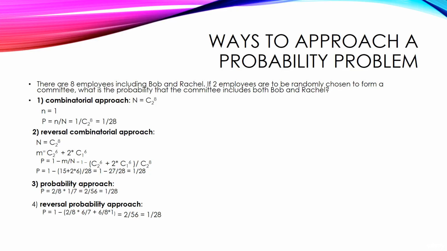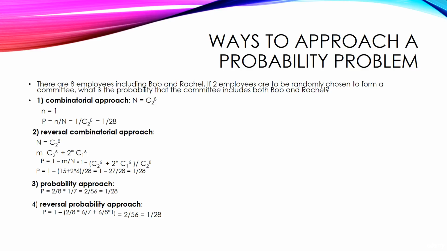Following the probability approach, the probability of choosing Bob or Rachel as the first person in the committee is 2 by 8. The probability of choosing Rachel or Bob as the second person when the first person is already chosen is 1 by 7. The probability the committee includes both Bob and Rachel is P is equal to 2 by 8 times 1 by 7, which is equal to 2 by 56, which is equal to 1 by 28.